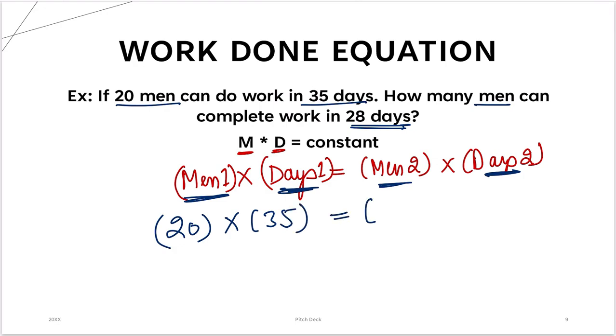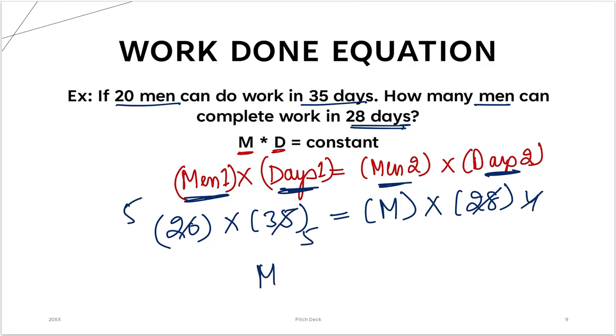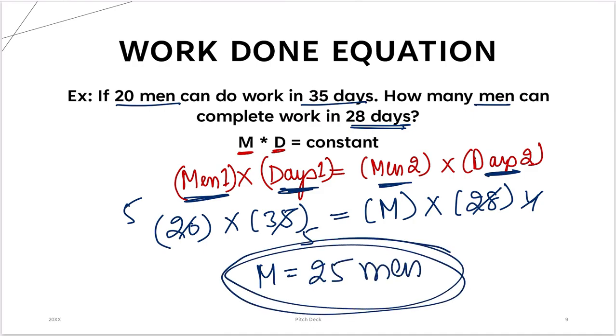How many men, we still don't know, can do the work in 28 days, right? If you solve this, 7 4s are 28, 7 5s are 35, so we need 25 men in case number 2 to do the same task. If 20 men can do the work in 35 days, 25 men, more men, can do the work in a lesser number of days. I hope this is clear.